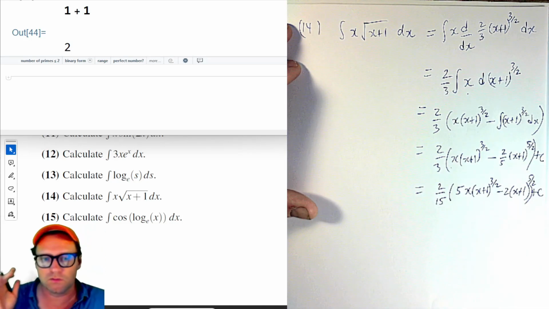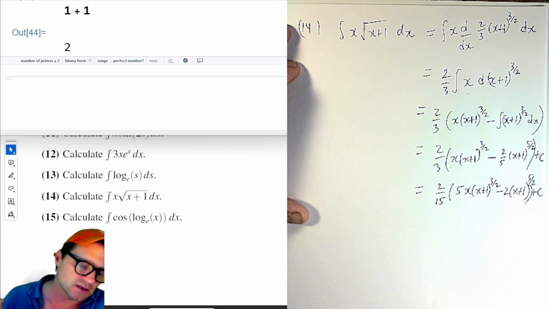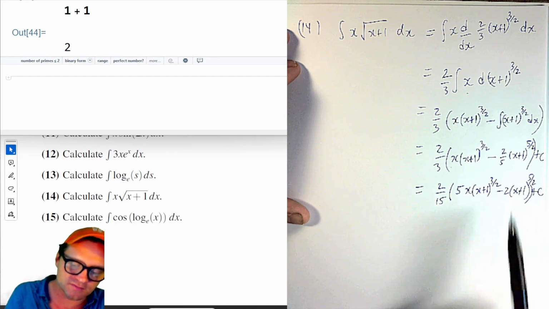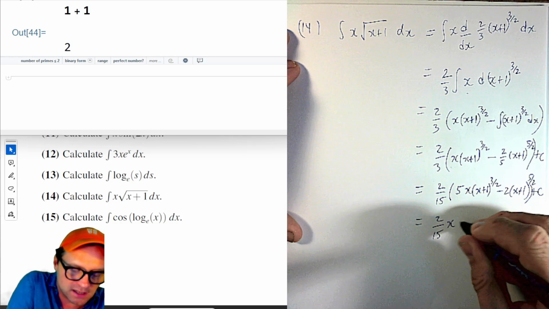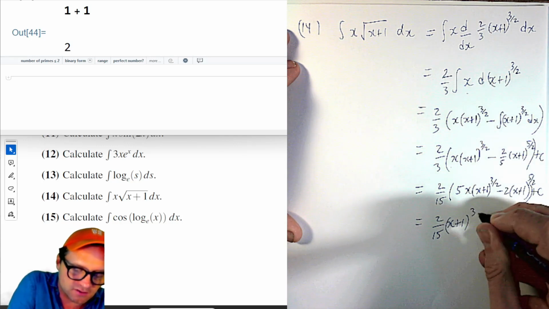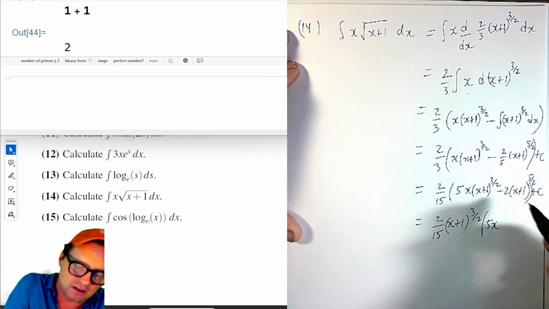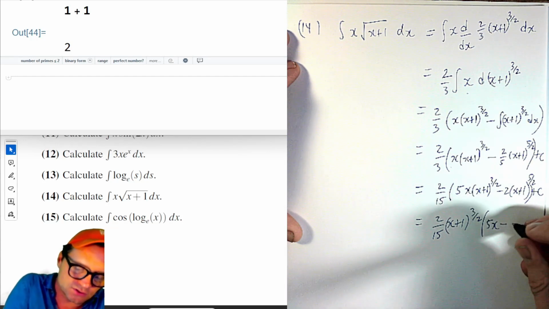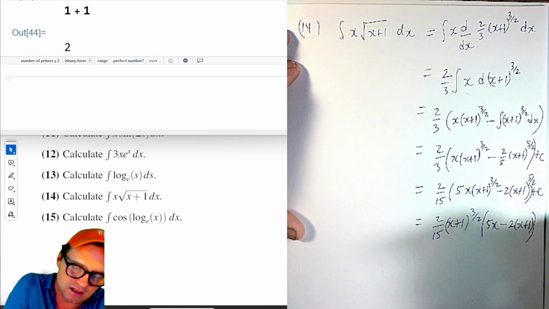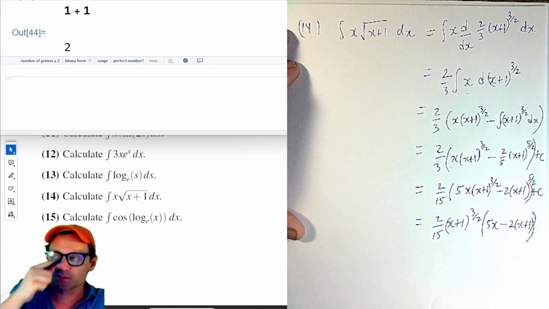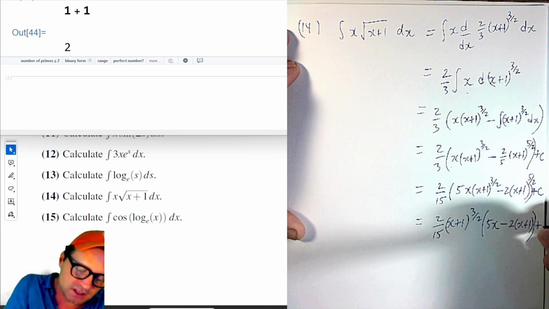Okay, so we can pull out another x to the power of 3/2 out of this because it's common in both of these terms. So 2 over 15 (x plus 1) to the power of 3 over 2. And then what remains is 5x in this and 2 brackets x plus 1 in this, because (x plus 1) to the 5 over 2 is (x plus 1) to the 3 over 2 times (x plus 1) to the 1. And then we need our plus c again.